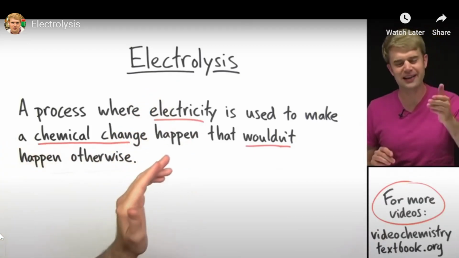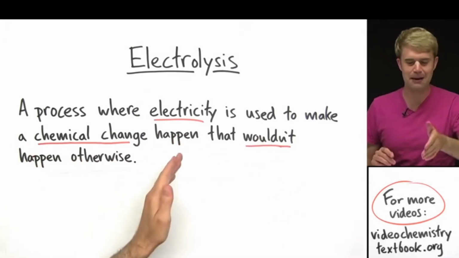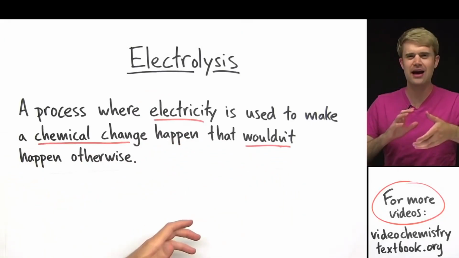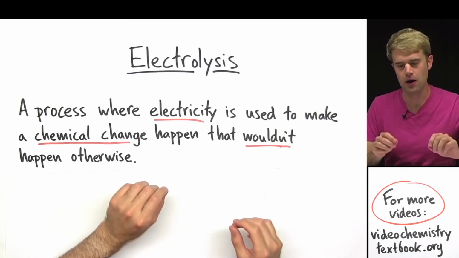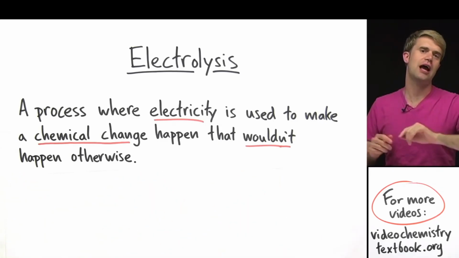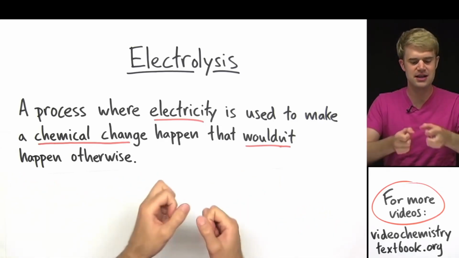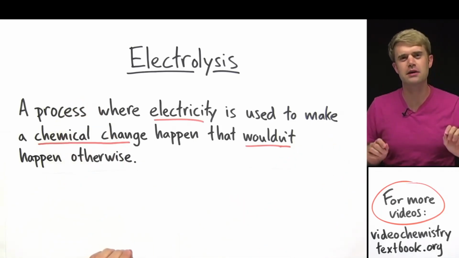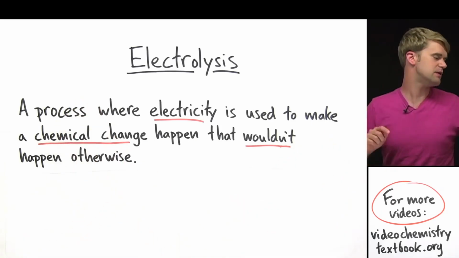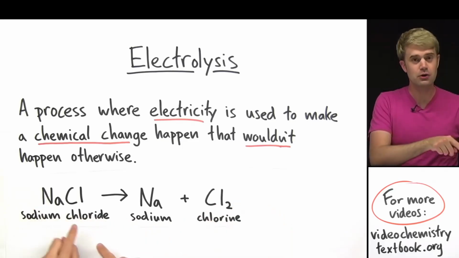Electrolysis is a process where electricity is used to make a chemical change happen that wouldn't happen otherwise. So we have some kind of a chemical change that doesn't happen on its own, but then we can use electricity to make that chemical change happen. Now, electrolysis is often used to take a compound and break it apart into the elements that make it up. We'll look at 2 examples of that in this video. First, we'll look at sodium chloride.